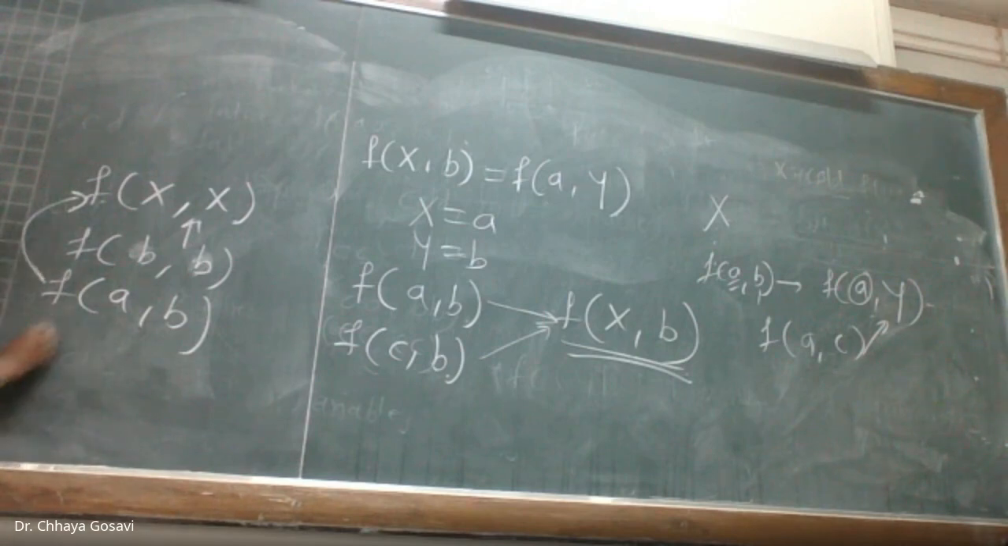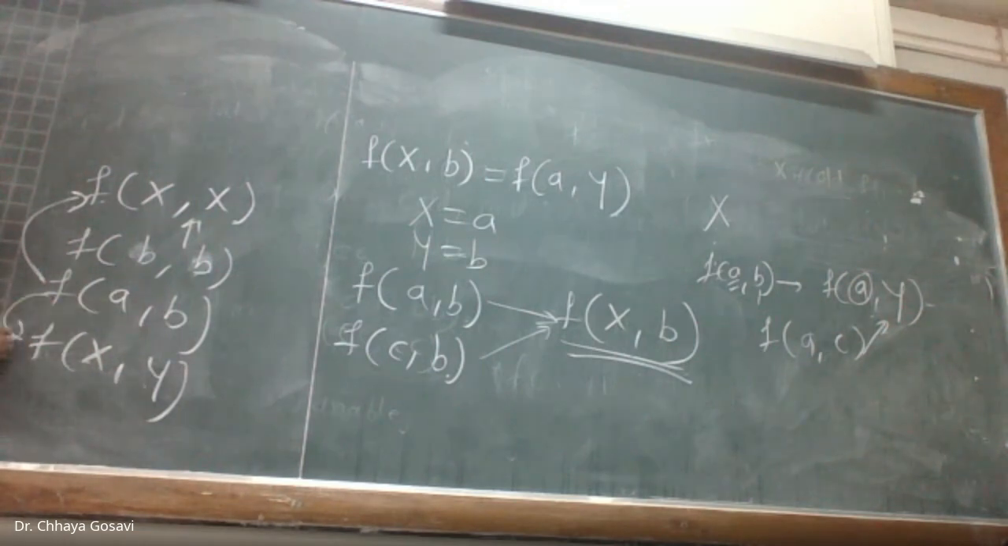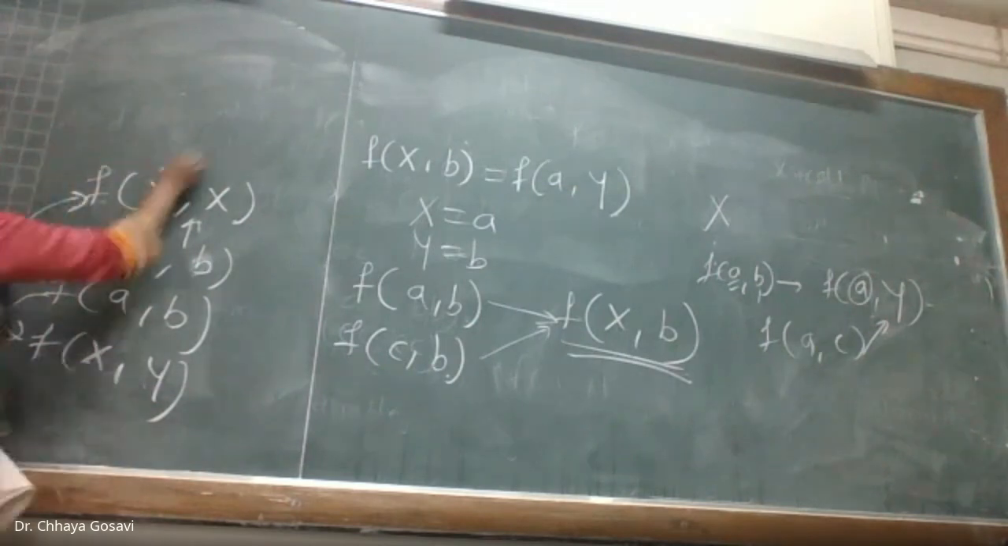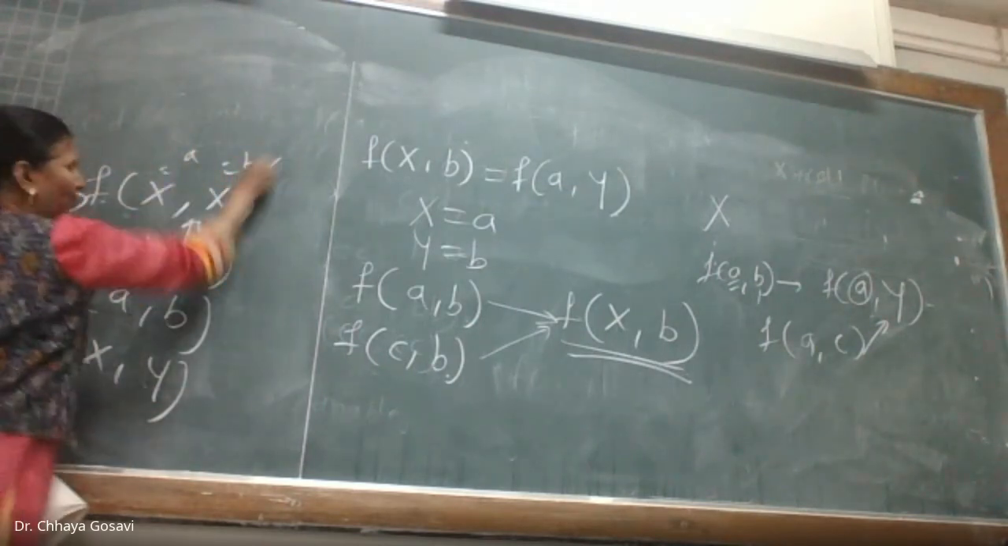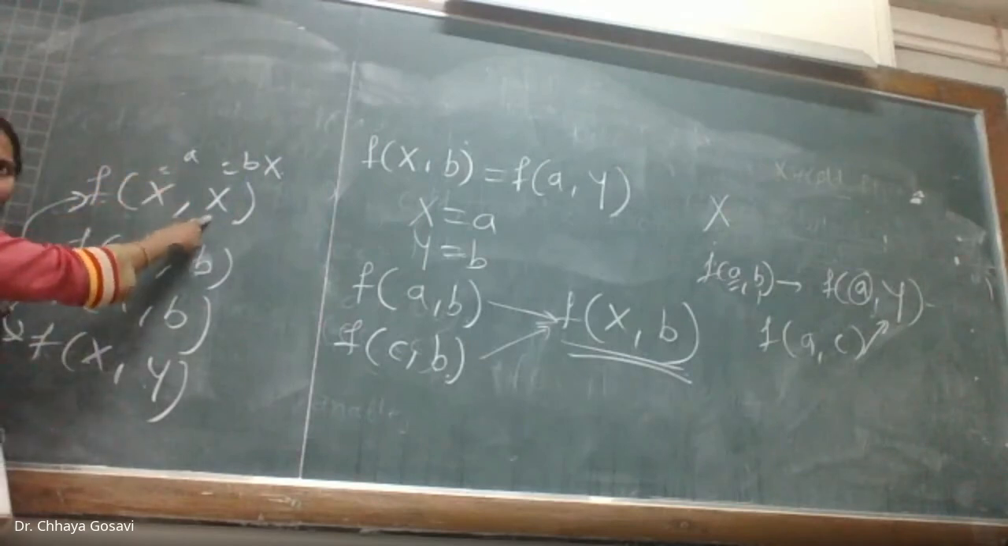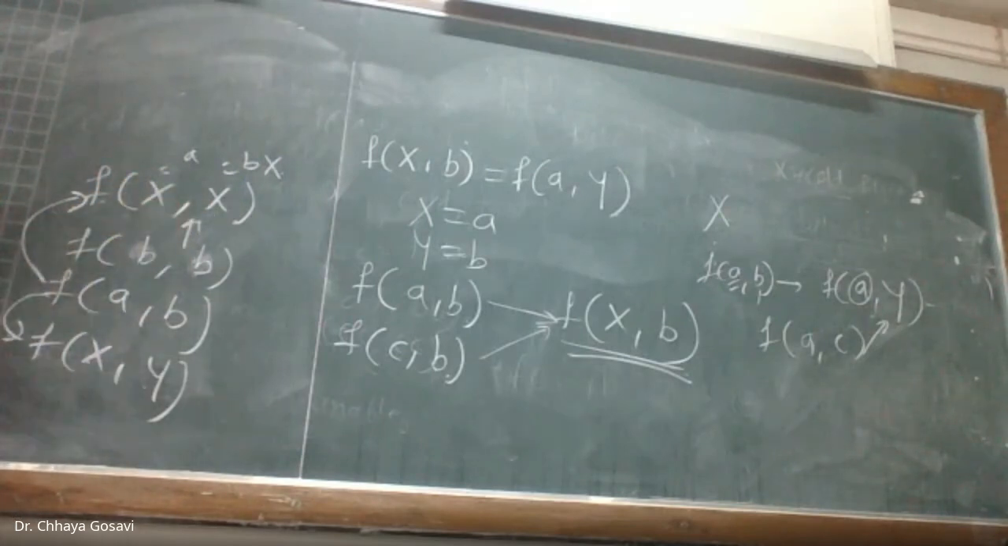If it is f(x, y), then x value is a, y value is b. You can say that f(a, b) is an instance of f(x, y). But if it is f(x, x), you are not able to say that f(a, b) is an instance of f(x, x). Why? In one rule, the variable should take only one value. It will not take x is equal to a here and x is equal to b here. If x is equal to a, this should be a. If this is b, this should be b. So the variable is bound within that particular rule.